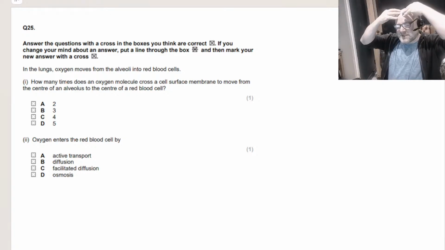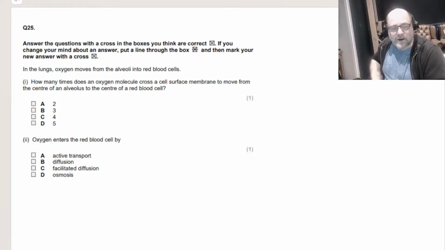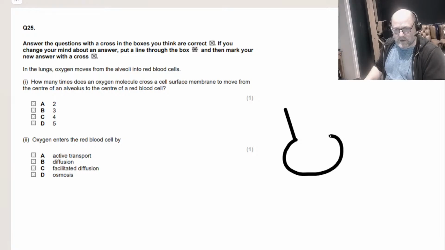So you've either got to visualize this in your head or draw an alveolus and then draw how oxygen gets into a red blood cell. That one's quite hard, I reckon. Oxygen enters the red blood cell and then you have a choice. If I draw it for you, you'll get it straight away. All right, this is some crusty drawing, but this is the alveolus.